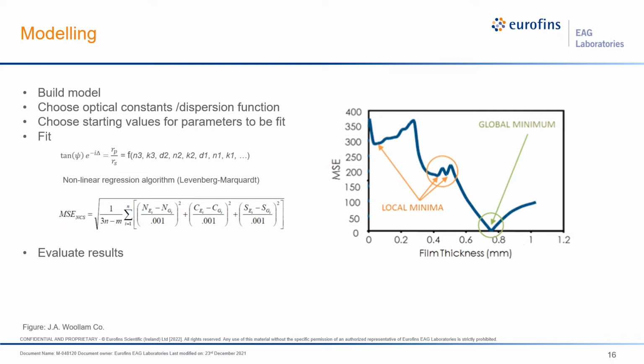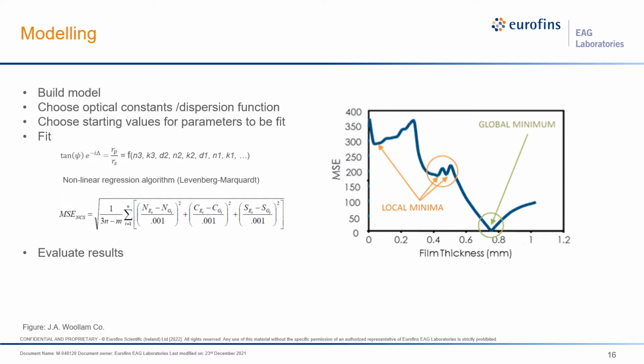So data analysis of ellipsometric data requires some expertise and experience. This is due to a number of choices that you need to make in the analysis. First, a model needs to be built. That means that the substrate and the layers on top of the substrate need to be defined. Then for every layer, the optical constants or the dispersion function, that is the function describing the dependency of the optical constants on wavelength, need to be selected. In our software, we have a choice of more than 20 different dispersion relations. Next, initial estimates or starting values for the parameters to be fit need to be chosen.